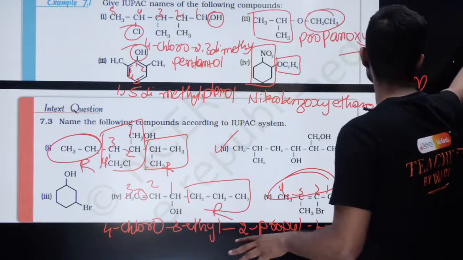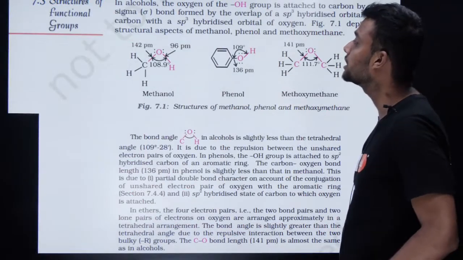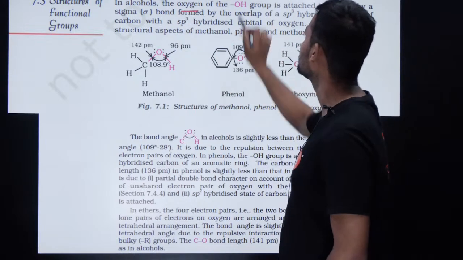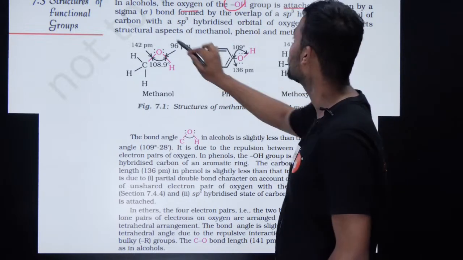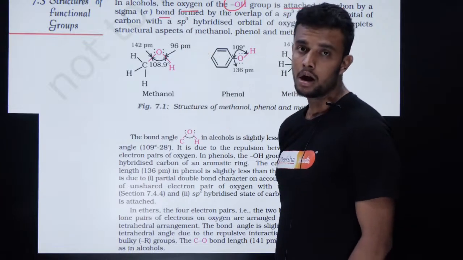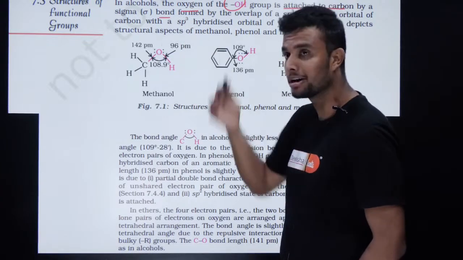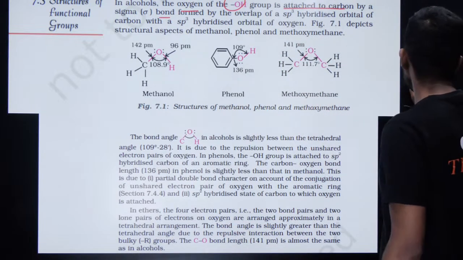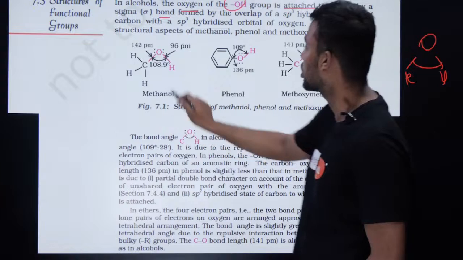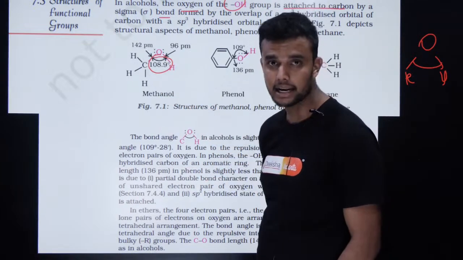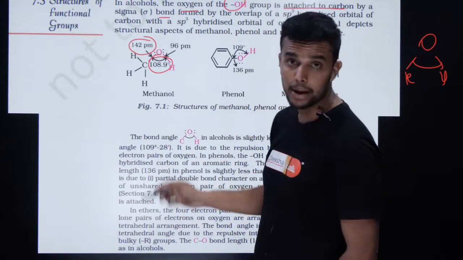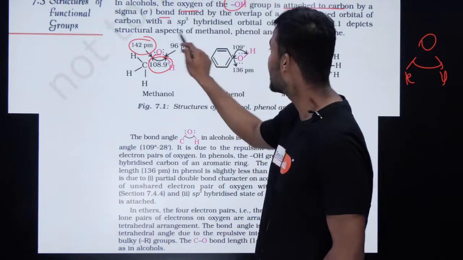Okay, my dear students. Next, move on to the structure of the functional group. In alcohol, the OH group is attached to a carbon by a sigma bond. How is the OH group attached? By a sigma bond. We already know, sir. In a water molecule, what is the bond angle, students? It's about 104.5 degrees, and the bond lengths are 142 pm and 96 pm.